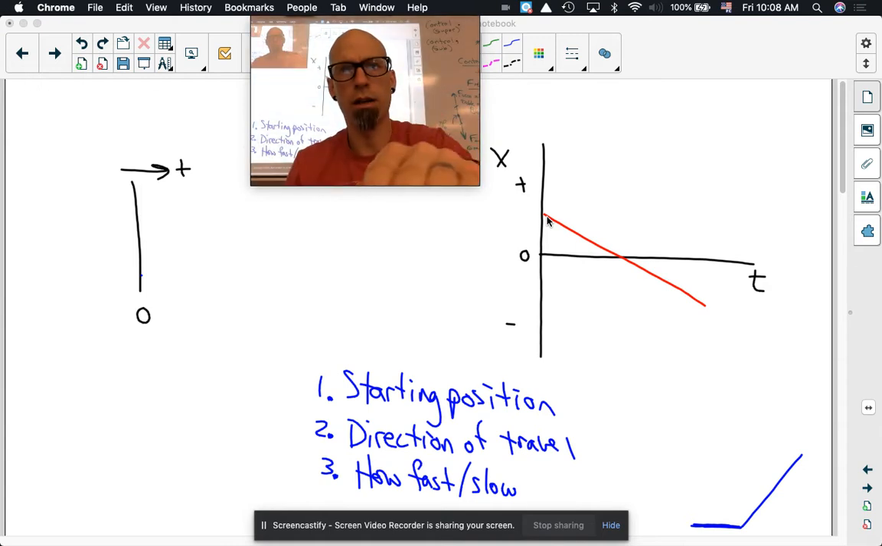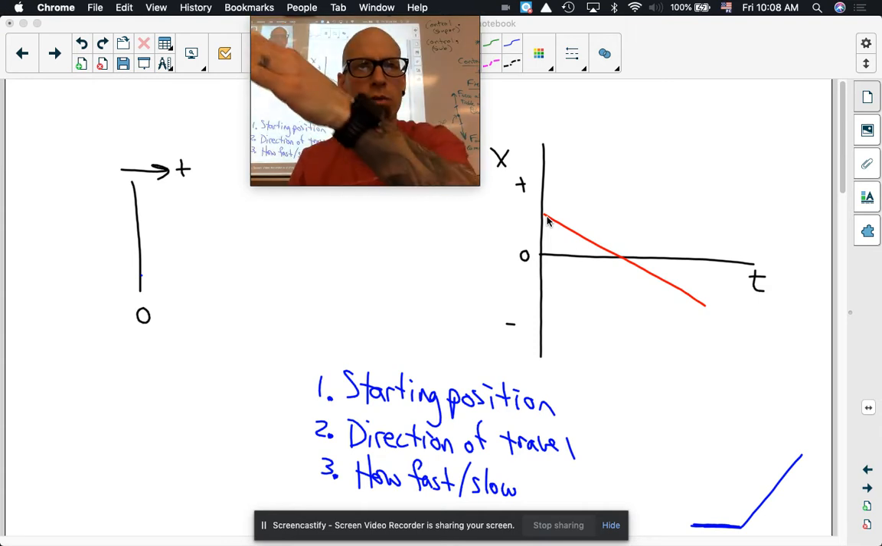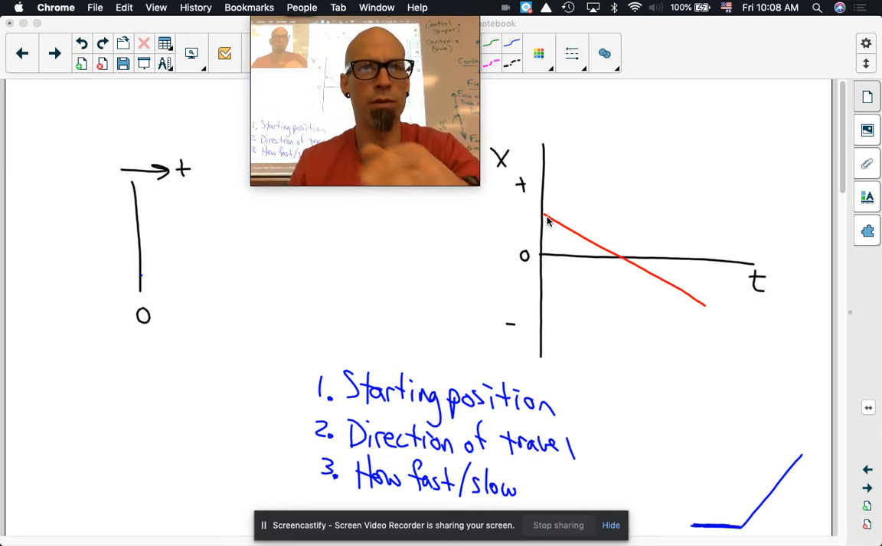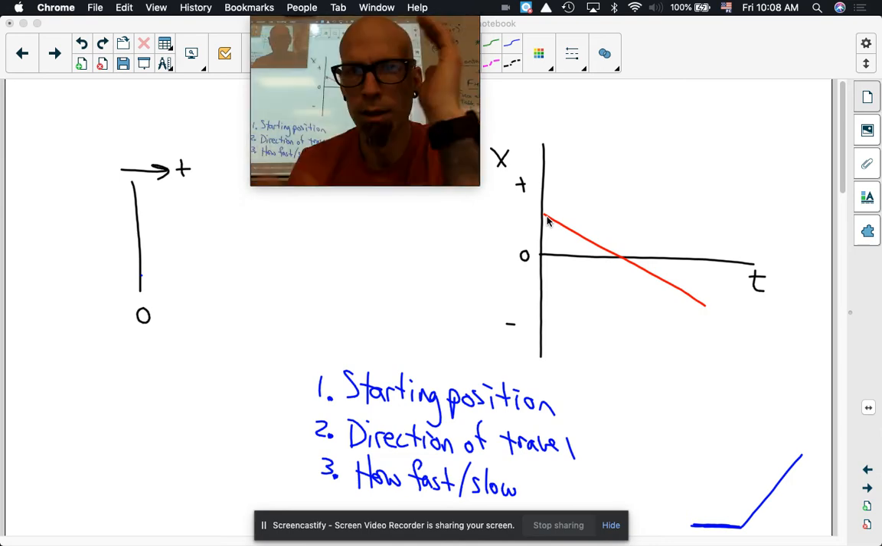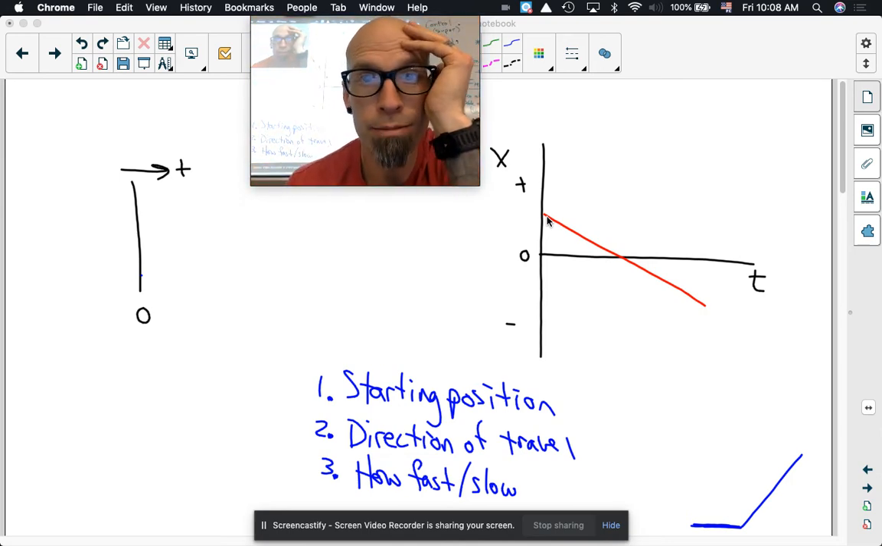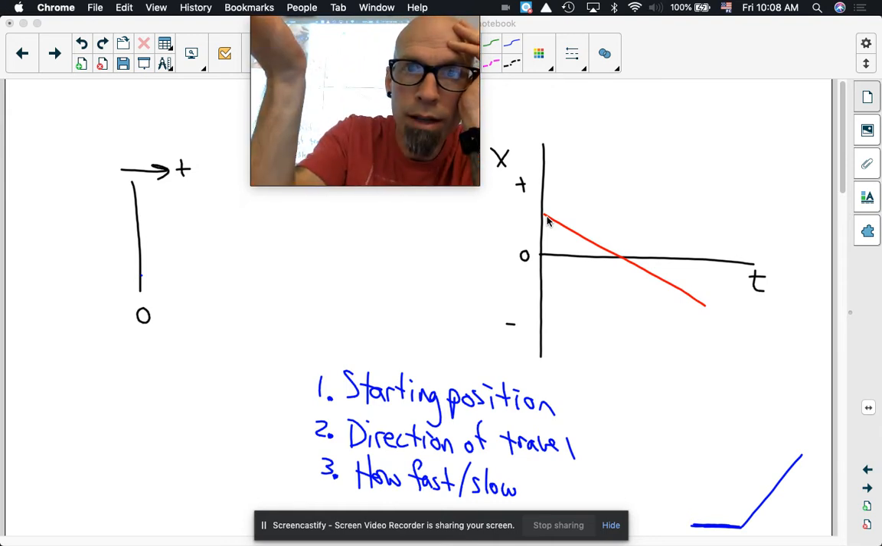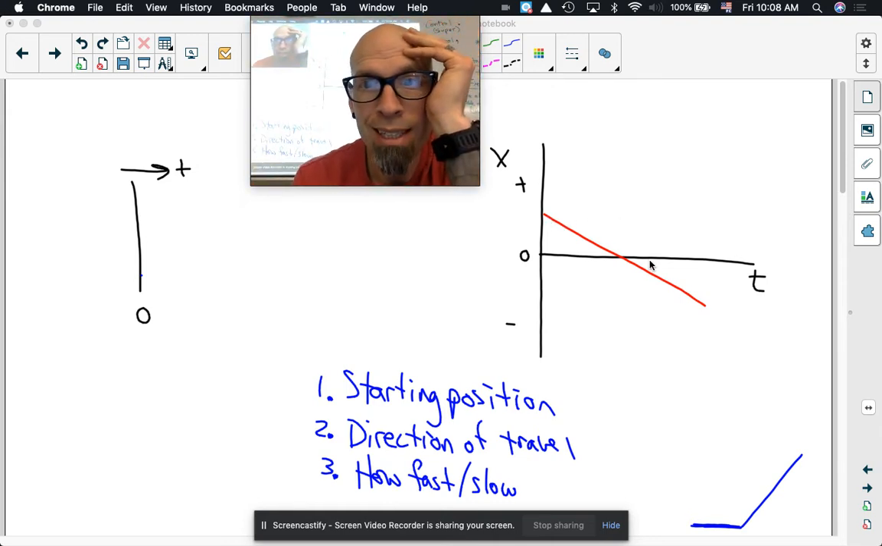Oh gosh, how do I make this? There. Oh my gosh, I'm trying to draw. I'm trying to make my hand move in the same direction the line is going. It's a mirror. I'm seeing things backward. So anyway, that way. So that's a negative slope. That means negative direction.